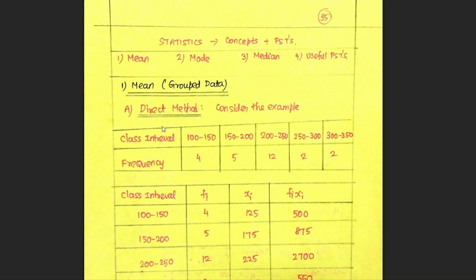So first of all, mean for grouped data. Raw data you would have studied in 9th standard, and now mean for grouped data. There are multiple ways to find the mean of grouped data: by using the direct method, by using the assumed mean method, and by using the step deviation method. I have explained everything. So, direct method. This is an example.